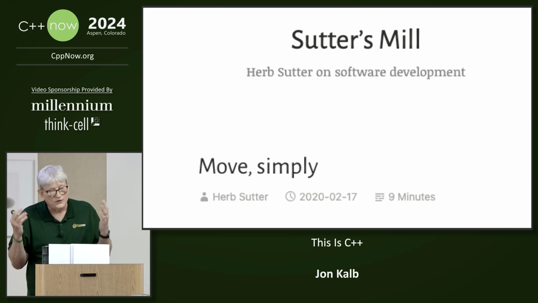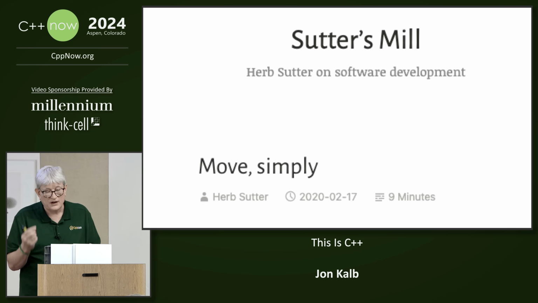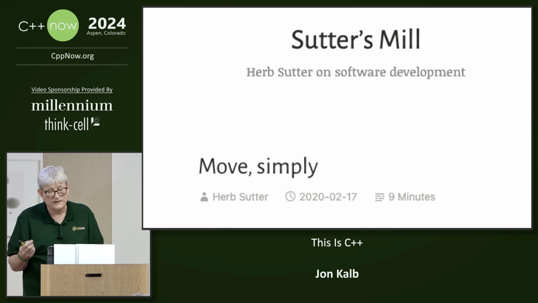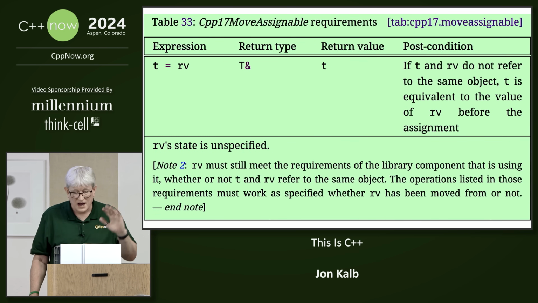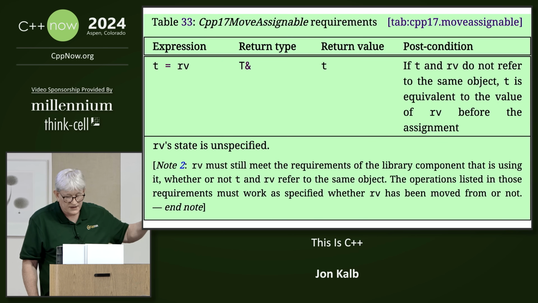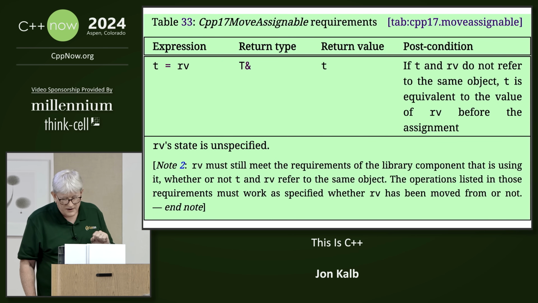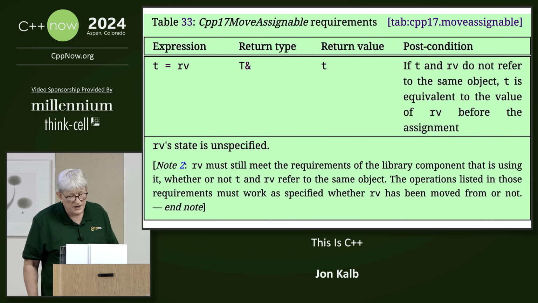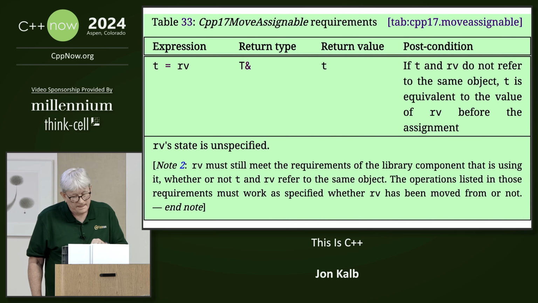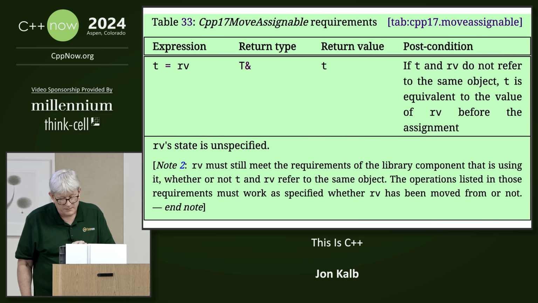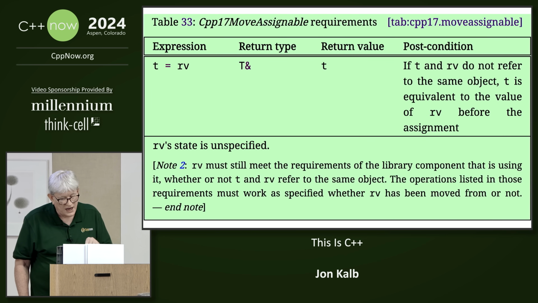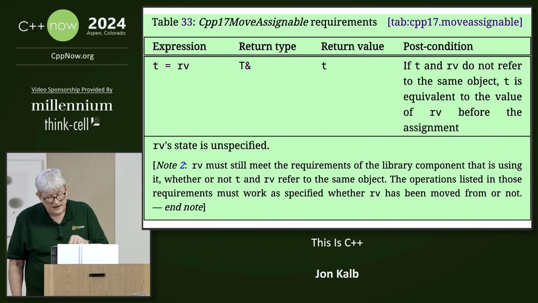Well, kind of. If you read Herb's blog, and absolutely, you should read the comments, Sean Parent provides a link to a couple of notes in the standard. Here's one. Notes are considered non-normative, meaning that they are taken as explanatory comments and are not part of the standard. But this particular note is saying that if something is move assignable, then rv, the rvalue being moved in this case, must still meet the requirements of the library component that is using it, whether or not t and rv refer to the same object. The operations listed in these requirements must work as specified whether rv has been moved from or not.